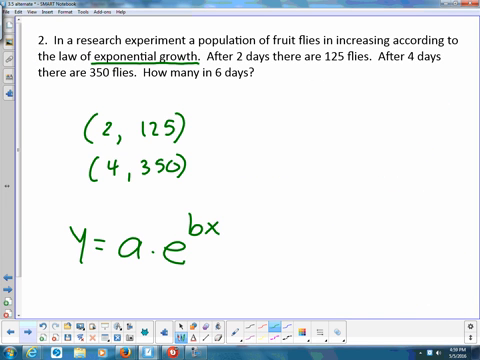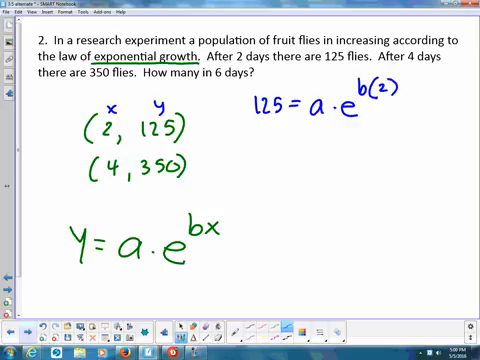All right, so with this in mind, let's plug in what we know. We're going to plug in 2 for x and 125 for y. So I'm going to have 125 equals A times E raised to the b times 2. Okay, and I can also plug in 350 equals A times E raised to the b times 4. All right, well, that's good to know. Let's at least take this first equation here and maybe solve for A.